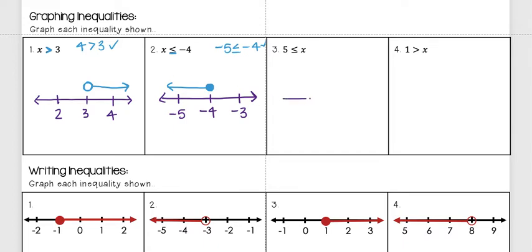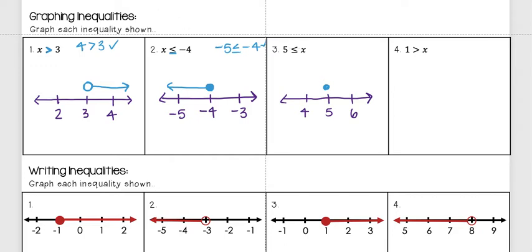Okay, now for this next one, it's a little bit different. I see that my x is instead on the right-hand side. So if I'm just reading this, this says 5 is less than or equal to x. It's really tempting to say, okay, this is a closed circle, the inequality is pointing to the left, so I'm going to graph to the left. But that is not right.